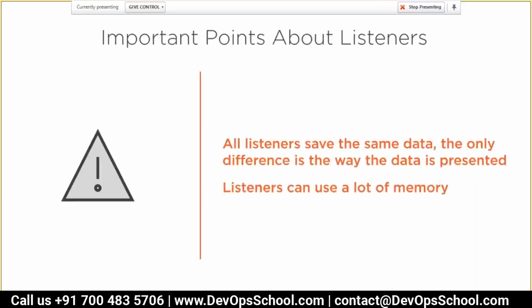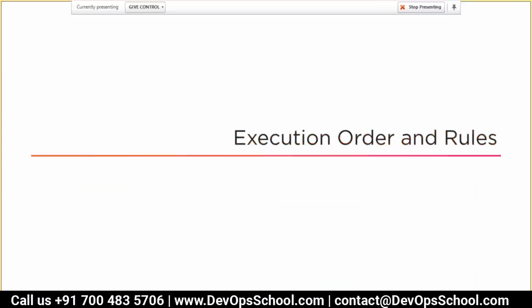Now, if you put together all these components and terminologies of JMeter, what should be the execution flow, execution order, and rules? So before that, we are discussing the execution order and rules.